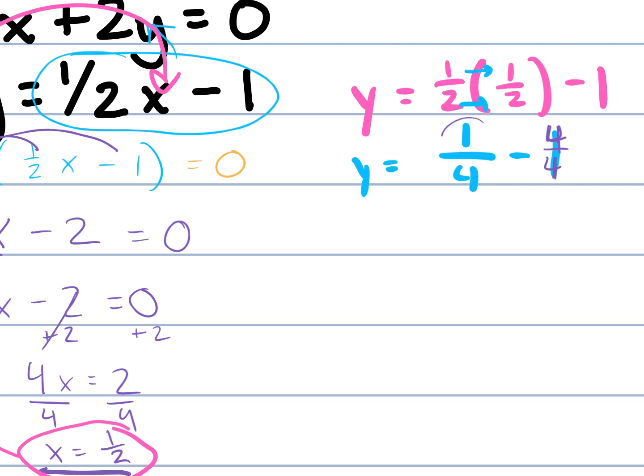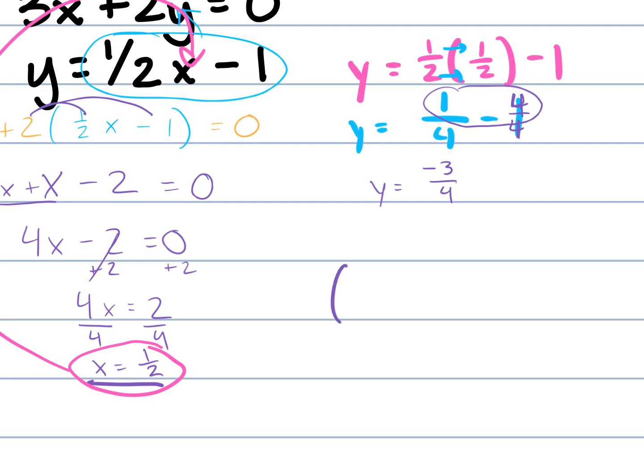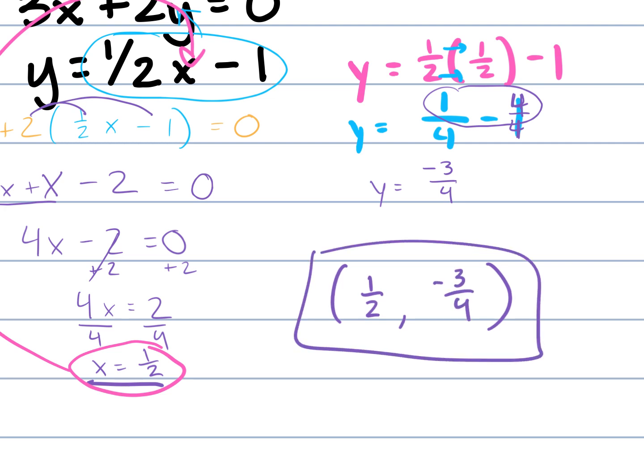Then we just combine the numerators. So 1 minus 4 would be -3. And the denominator stays the same. So how would I write my answer? 1/2 comma -3/4. Perfect. The x and then the y.